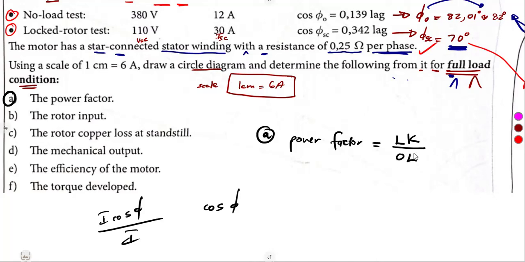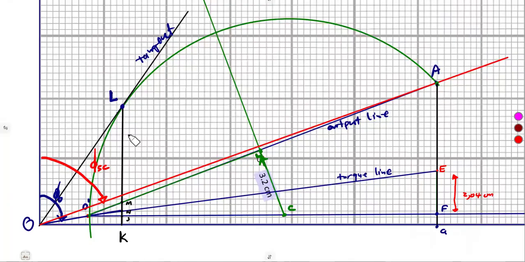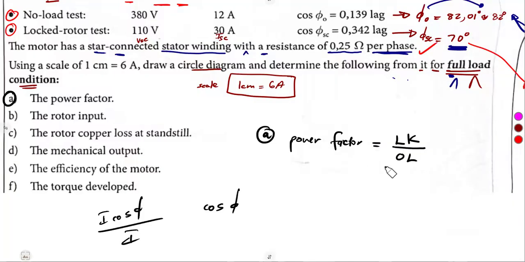That is it. So the line LK, remember, you're summing up everything LK over what? From O to L, which is our line current. So that is the formula that we are simply going to need.